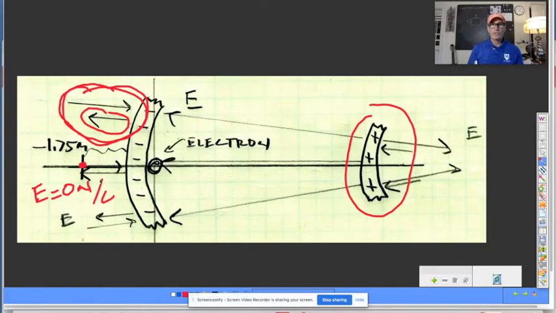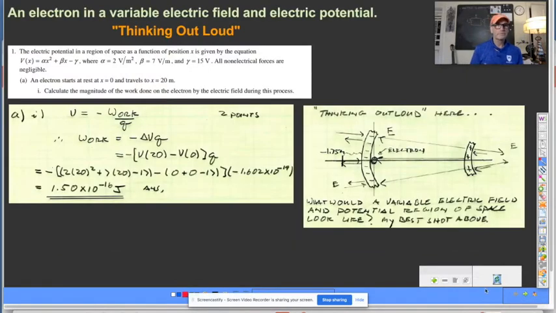All right, so we have a picture of this electron experiencing a force that's directed to the right, and so the direction of the acceleration will be to the right, at least between those two plates. All right, let's go back to the problem.